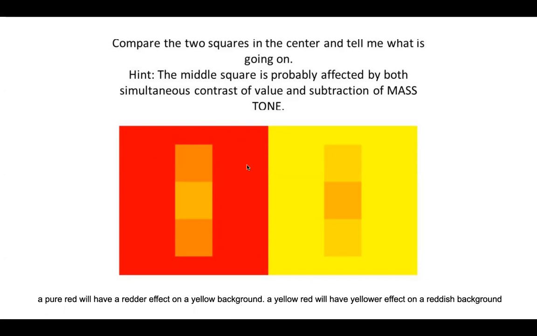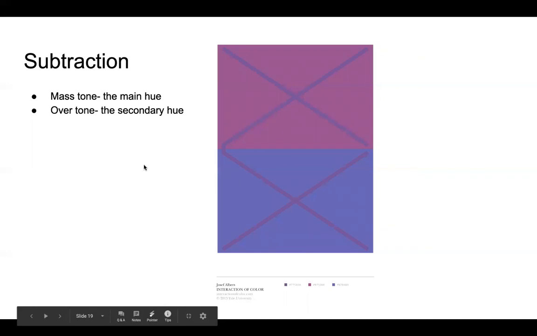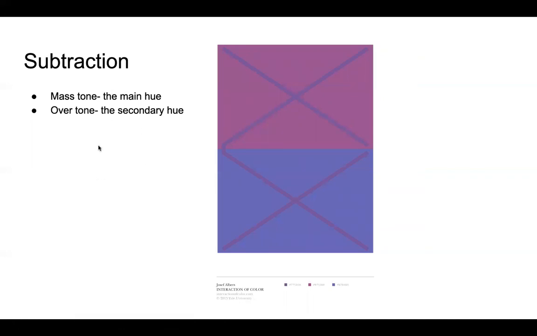A pure red will suck out its red from this orange and give you a yellow. The pure yellow will suck out the yellow and give you more of a golden, more reddish orange. And two terms that could be helpful for you: the mass tone is the main hue and the overtone is the second hue. You might be used to that if you took some painting classes. The mass tone would be this reddish purple back here, and the overtone is this more blue X.